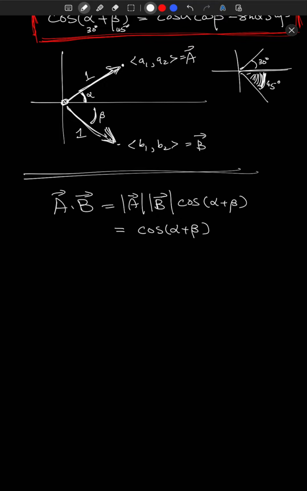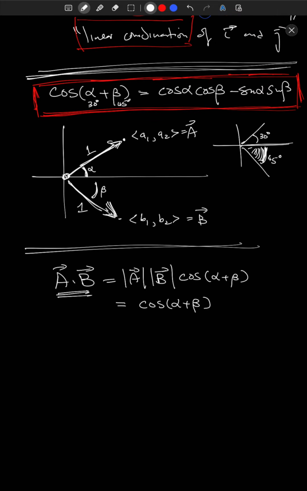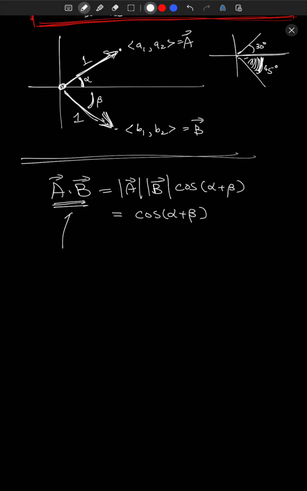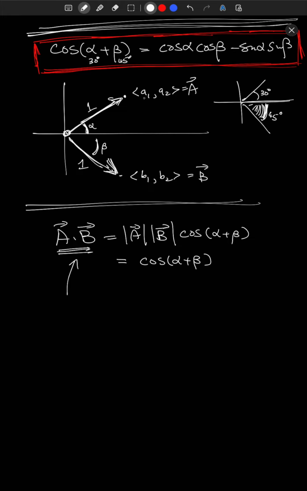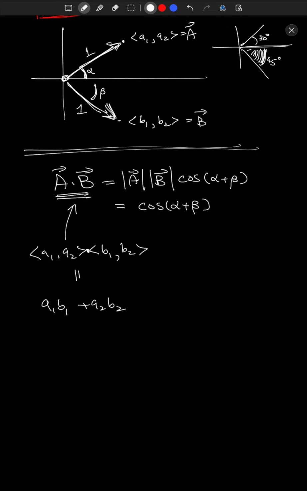Now I'm just going to calculate this left-hand side, and essentially the formula that we want will pop out immediately. So what's A dot B? The coordinates of A are A1, A2, and B is B1, B2, so the dot product is just A1 B1 plus A2 B2. Now let's look at what A1, B1, A2, and B2 are.